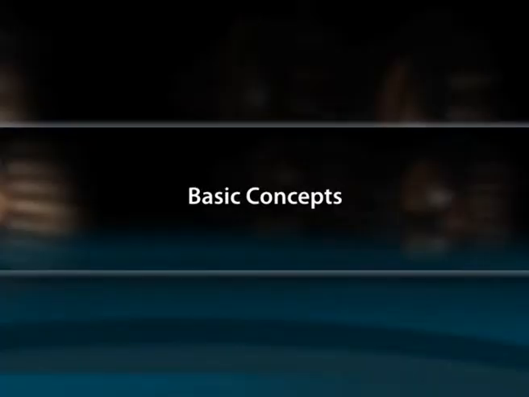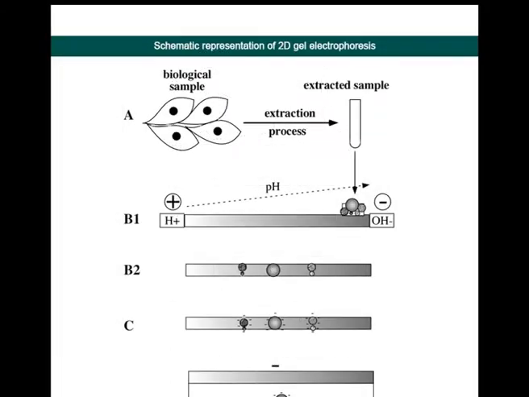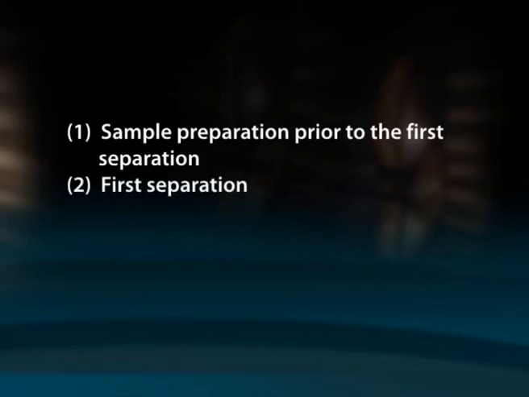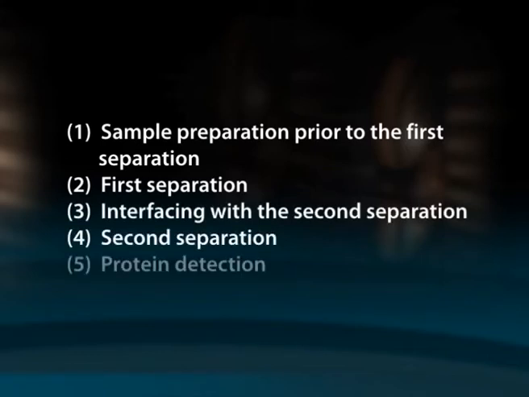Basic concept. The basic concept of 2D electrophoresis is shown in figure 1. 2D electrophoresis suggests that it is a two-step process. It is indeed a five-step process. First, sample preparation prior to the first separation. Second, first separation. Third, interfacing with the second separation. Fourth, second separation, and fifth, protein detection.